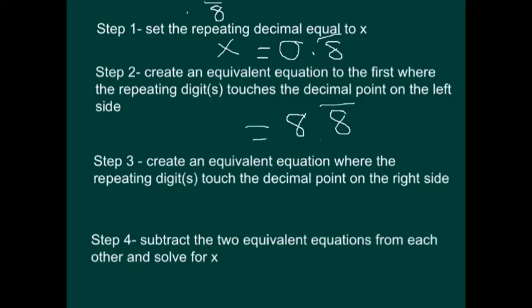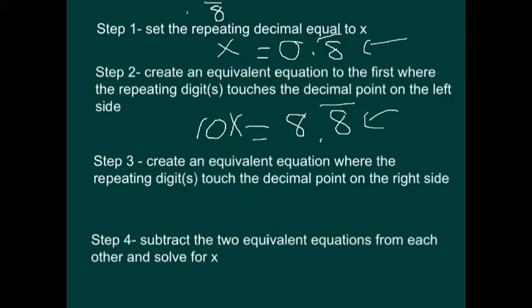So like we said in the converting decimals to percents and percents to decimals video, when you move a decimal one place, you're basically multiplying by 10. So one place over to the right is multiplying by 10. So we're going to create an equation, 10x equals 8.8 repeating. And this equation and this equation are equivalent equations.